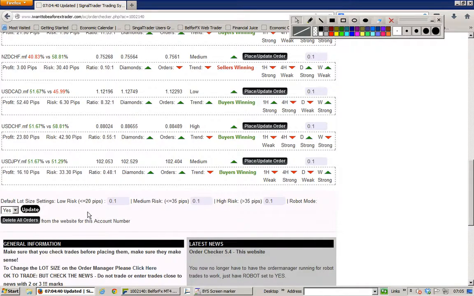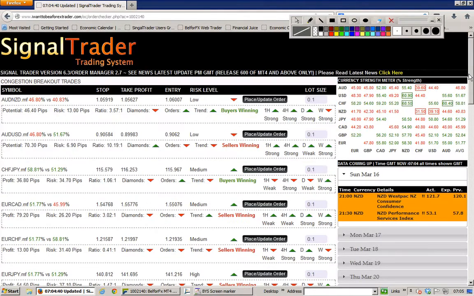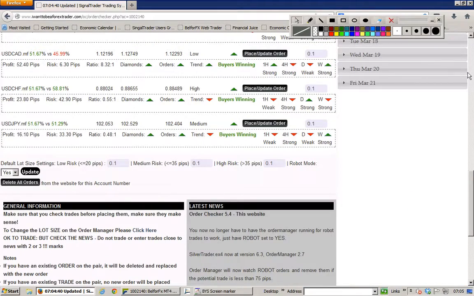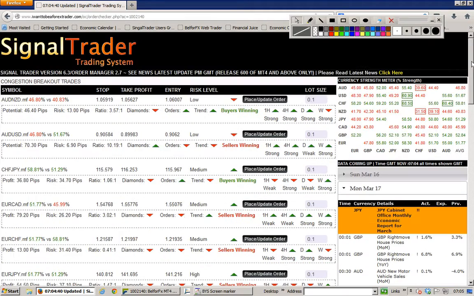There's also some other things. You can set lot sizes, and then there's robot mode, which I'll talk about a bit later. Also on the right hand side you've got another copy of the currency meter, and also down here we've got all the news, and that's updated as it comes in pretty much. So it's all built into the same. One screen kind of gives you everything you need to do your trading.